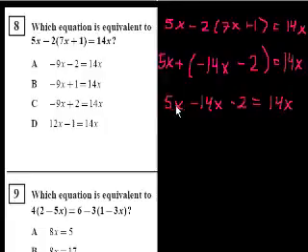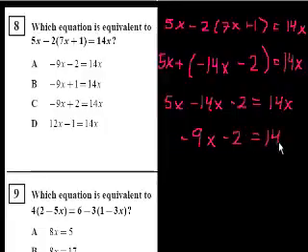So this simplifies to 5x, plus minus 14x, so that's minus 14x minus 2 is equal to 14x. So we have 5x minus 14x. What's 5 minus 14? It's minus 9, right? Minus 9x minus 2 is equal to 14x. And that is choice A.